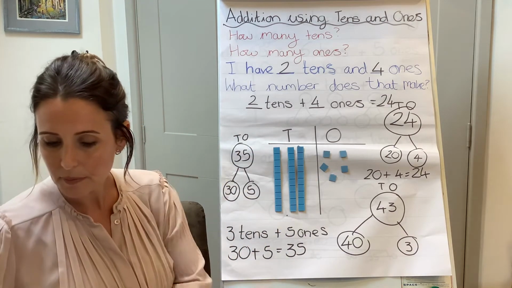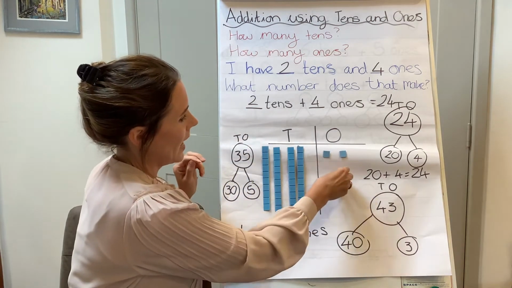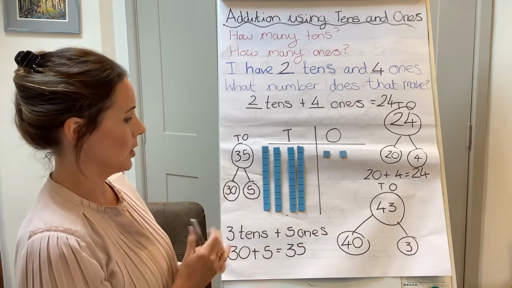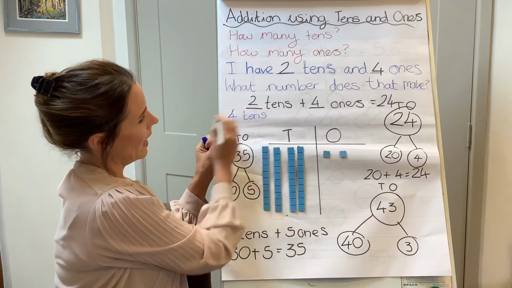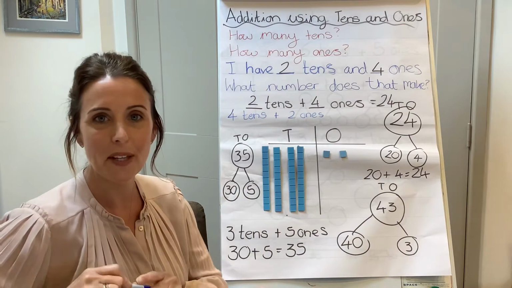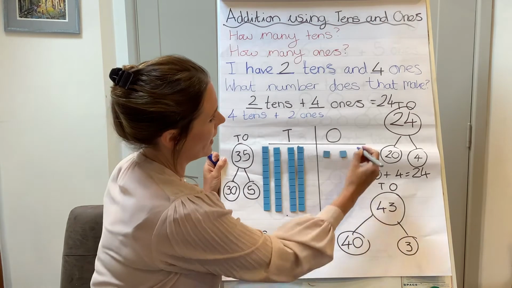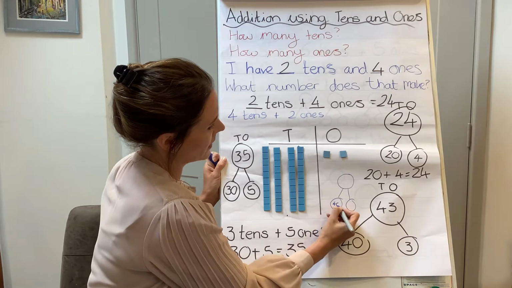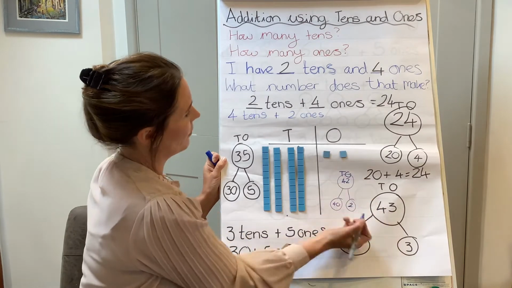Okay, have a go at this final one. We've got 4 tens and 2 ones. Add those together and make the addition. So 4 tens and 2 ones. Pause it, off you go. Okay, so 4 tens and 2 ones. So if we make a part whole model, we've got 4 tens, which is 40, and 2 ones, we put them together, it makes 42.